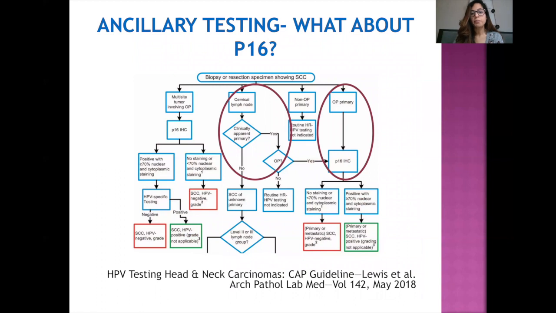What about P16? In this specific case, since it's an oropharyngeal primary, we actually go directly to performing P16 immunohistochemistry. Even if you had only received that lymph node with that history, there is a clinically apparent primary with the thickness and the CT showing that the left tonsil is asymmetric. So in this case, you would go down the algorithm of yes, and the primary seems to be oropharyngeal because it was tonsil. So again, you'd go to doing P16, even in the lymph node.